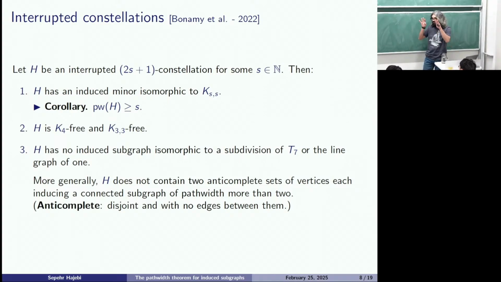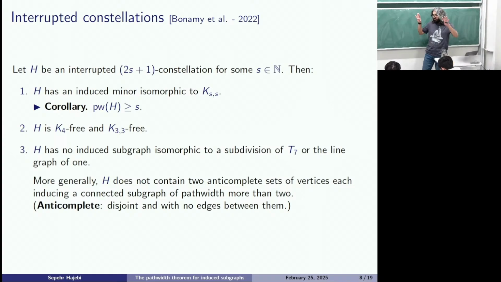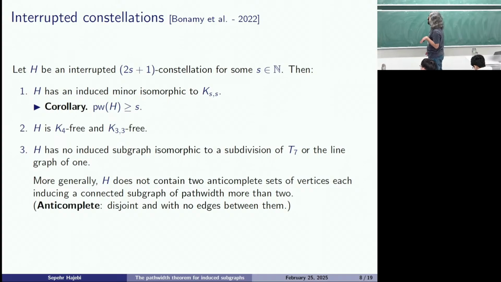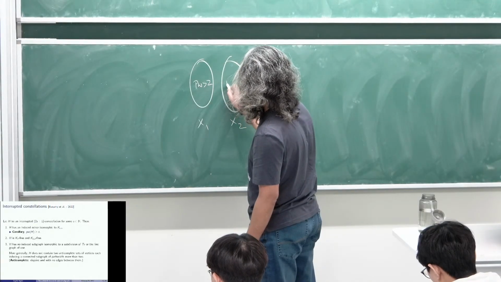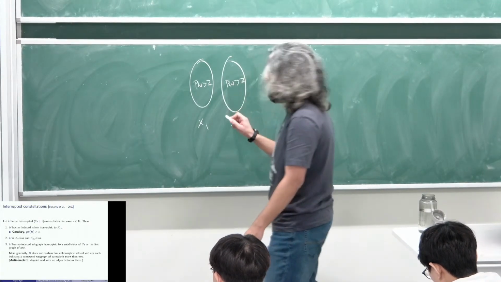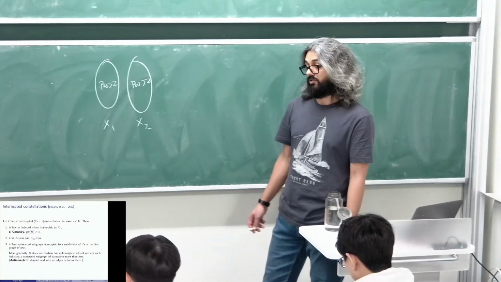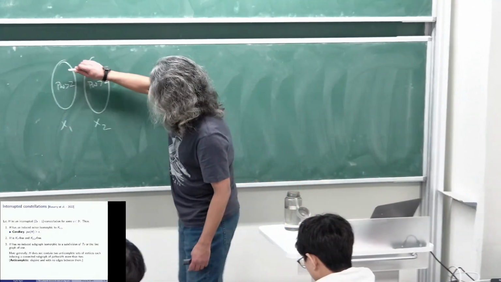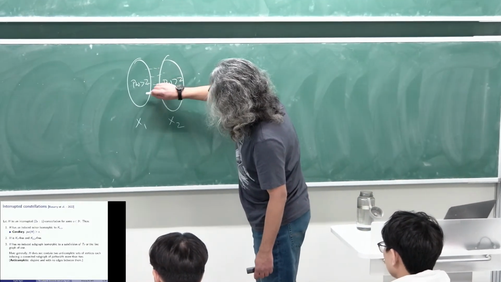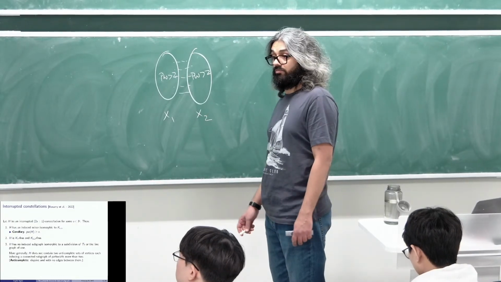This means you have two induced subgraphs in your graph that are connected. They're isomorphic to subdivisions of a radius 6 binary tree. So you have two connected induced subgraphs. Let's call them x1 and x2. And they both have pathwidth bigger than 2 because they're subdivisions of a binary tree of radius 6. And they're anti-complete. Anti-complete means disjoint and with no edges between them.